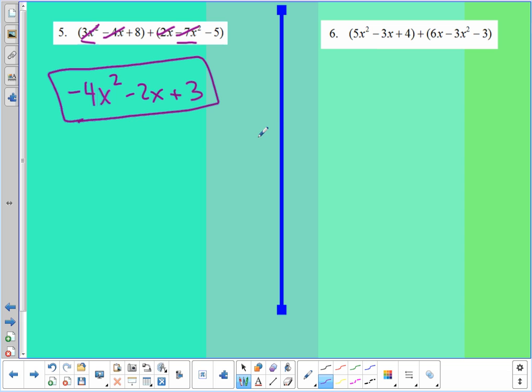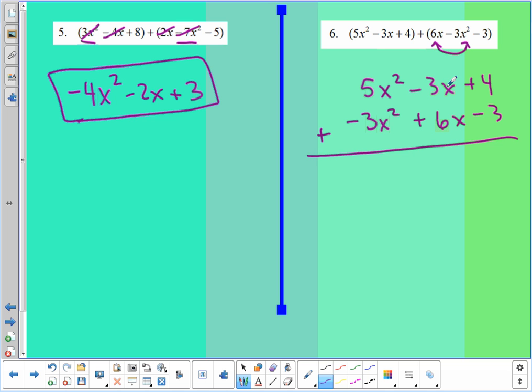Now I'll look at number 6 vertically. If I line my terms up vertically, be very careful here because this second one is actually not in standard form. So I would need to switch the order of these two. So I'd have 5x squared minus 3x plus 4. And underneath it, I'd have that negative 3x squared plus 6x minus 3. Those are the things that I'm adding together. Now my like terms are in columns, and I can go from there.